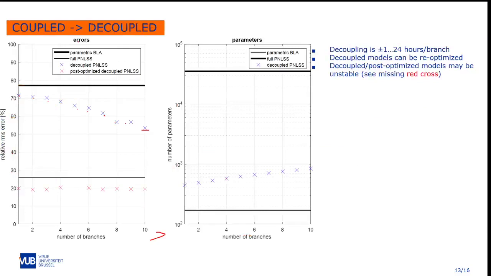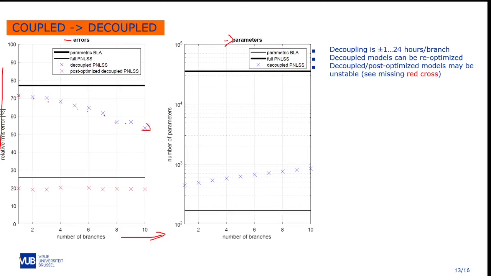So the first diagram here shows the relative errors as a function of number of branches. The second graph shows the number of parameters as a function of number of branches. Let's start with this error graph. So here we can read the relative RMS error. In the black thin line, we see the parametric error. Then we have the nonlinear model here in the thin line. And these blue crosses represent the decoupled model error.